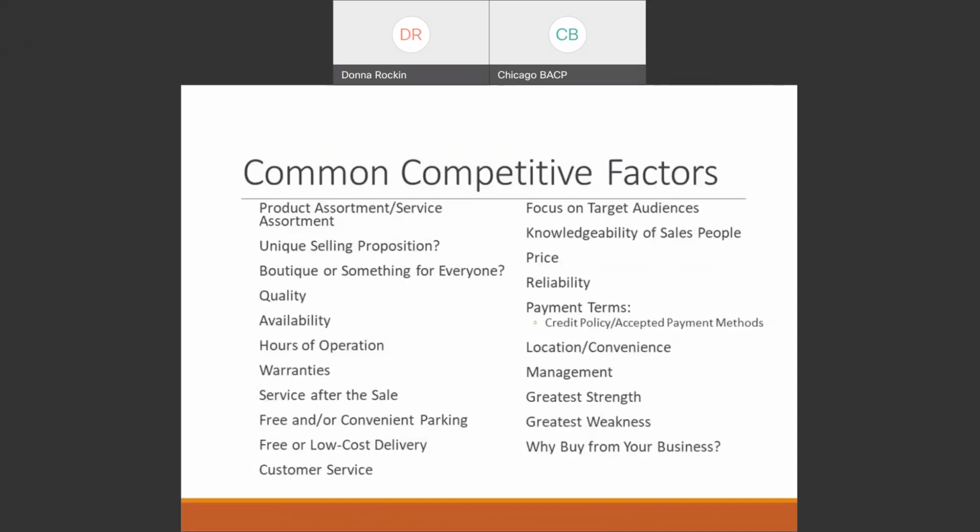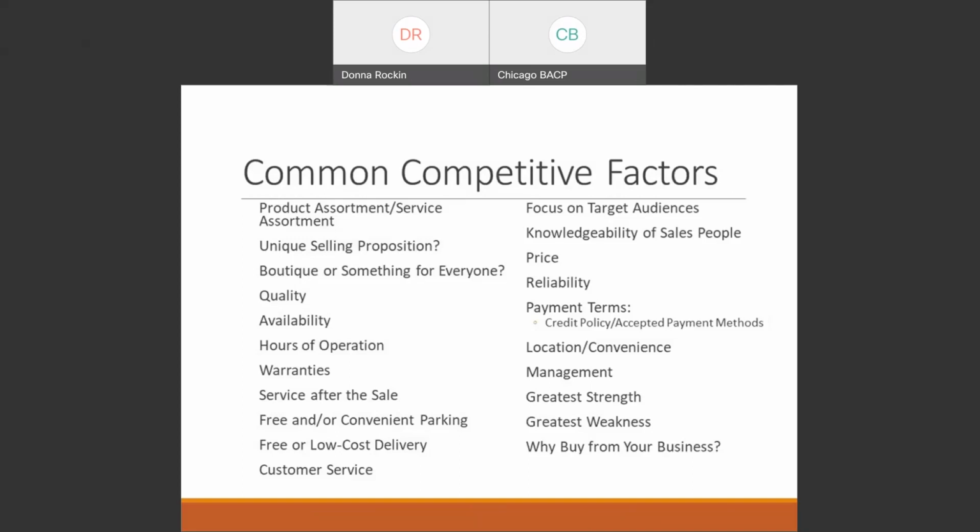And then these are just some common competitive factors: product assortment, unique selling proposition, boutique or something for everyone. Are you a boutique store or are you a Macy's? Quality, availability, hours of operation. Don't forget 7-Eleven built the whole business on hours of operation. Warranties, service after the sale. ABT, appliances and electronics in Glenview, sells more appliances and has bigger sales than I think any appliance chain in America because of service after the sale.